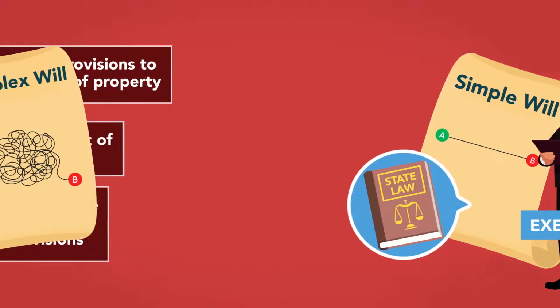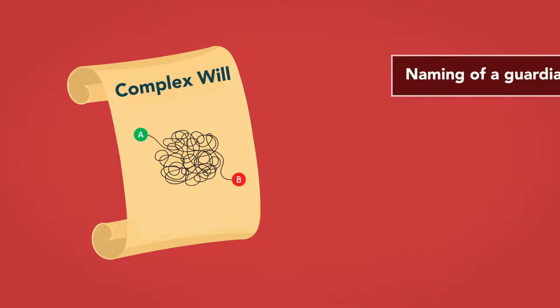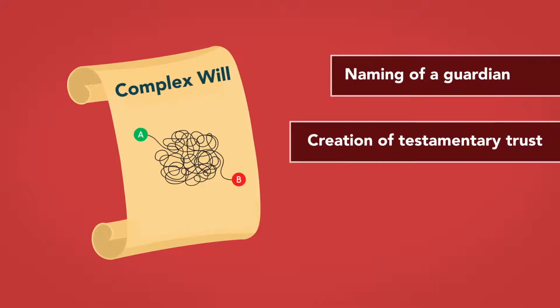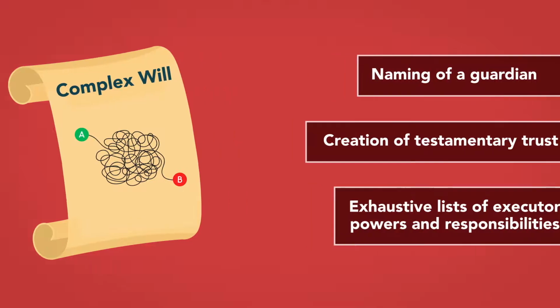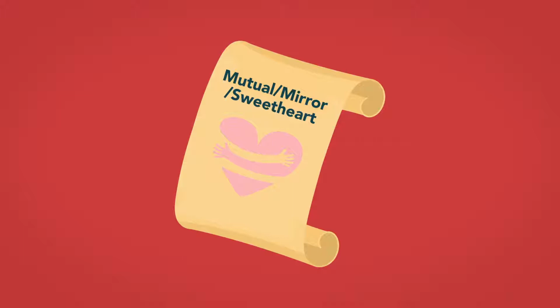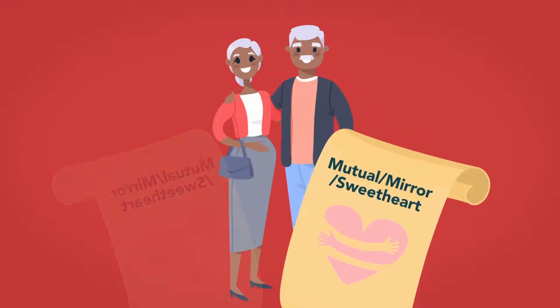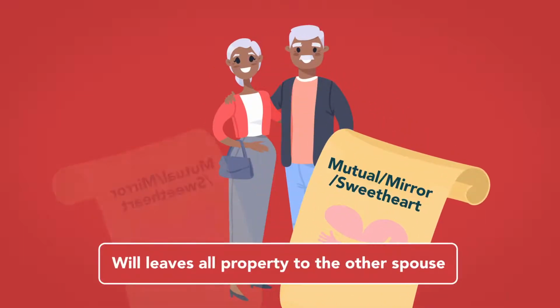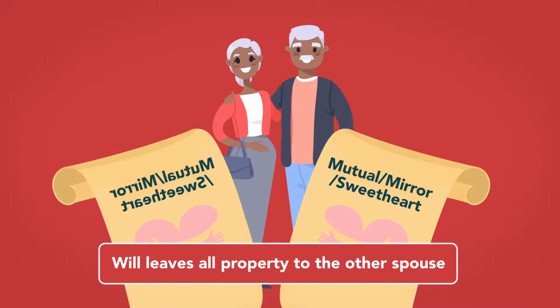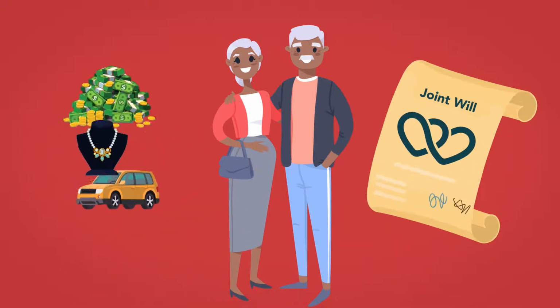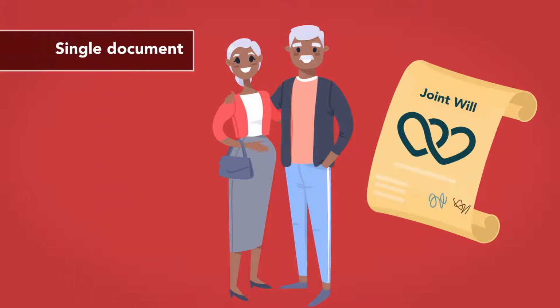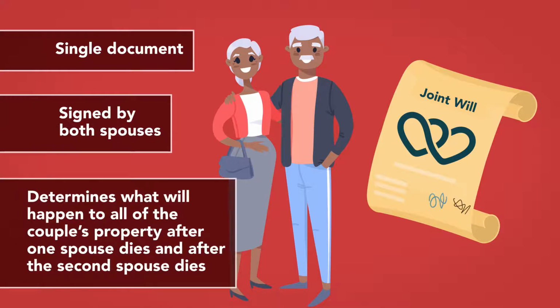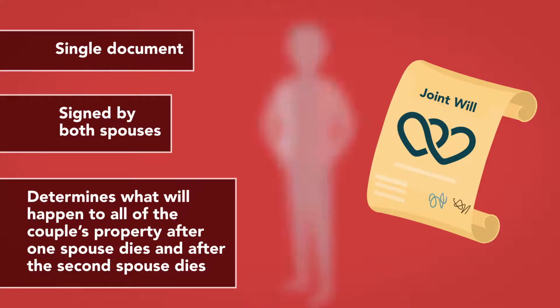By contrast, a complex will may include more detailed provisions, including the naming of a guardian, creation of a testamentary trust, and exhaustive lists of executor powers and responsibilities. Mutual, mirror, or sweetheart wills are usually executed by spouses and mirror each other, in which each spouse's will leaves all property to the other spouse. Similarly, a joint will may in some states be used by spouses to leave property to each other. Unlike the mutual will, a joint will is a single document signed by both spouses, which determines what will happen to all of the couple's property after one spouse dies and after the second spouse dies.